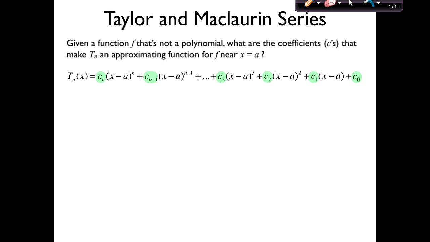Okay, so here we go. At a. What happens when you plug a into the Taylor polynomial? What do you get? No, you don't get 0. C0, right? C0.